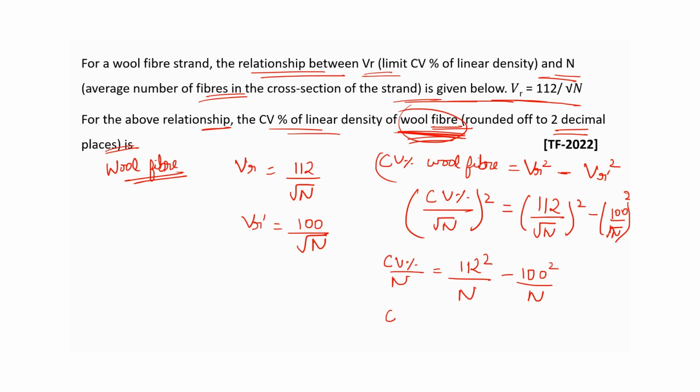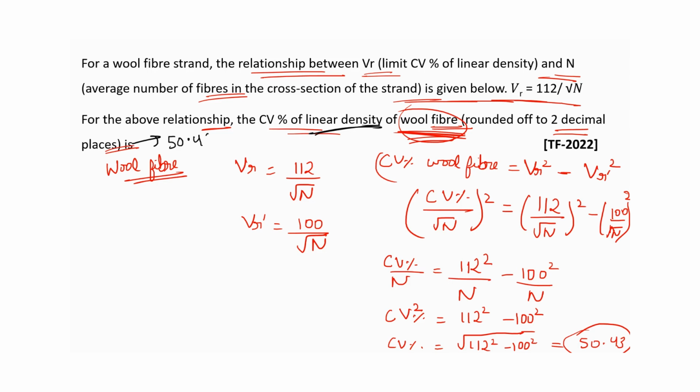Then if we take n common, it will cancel out. CV percent square is equal to 112 square minus 100 square. Then if you calculate CV percent, it will come out to be root of 112 square minus 100 square, which is 50.43. You have to calculate CV percent rounded off to 2 decimal places. Then the answer is 50.43. This is the correct answer.